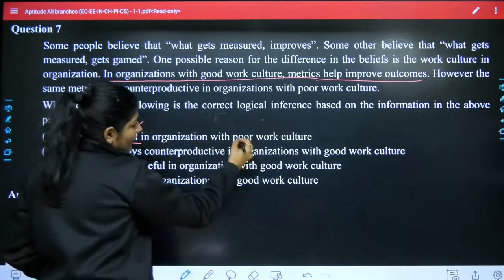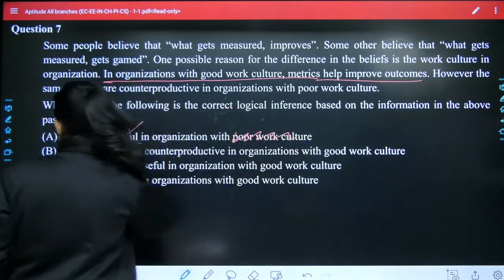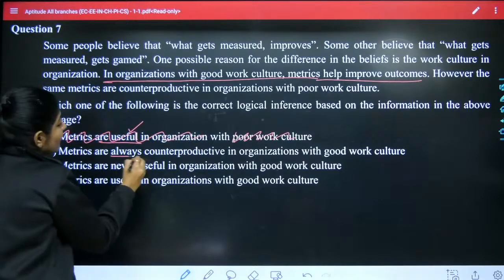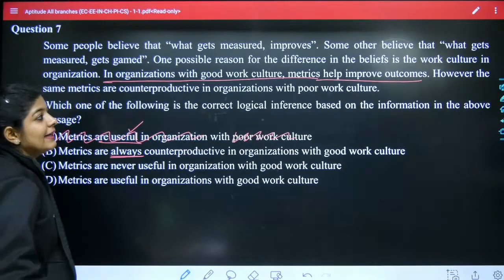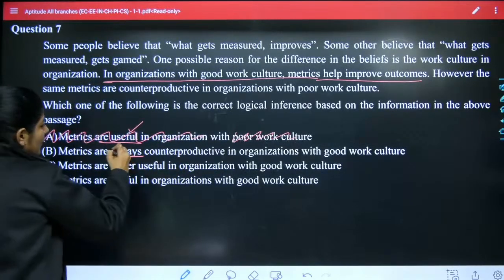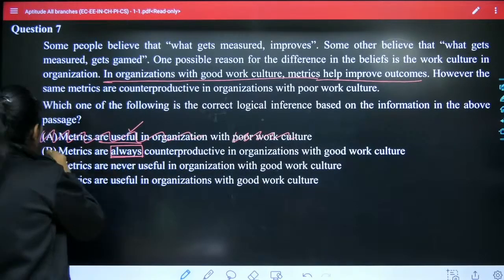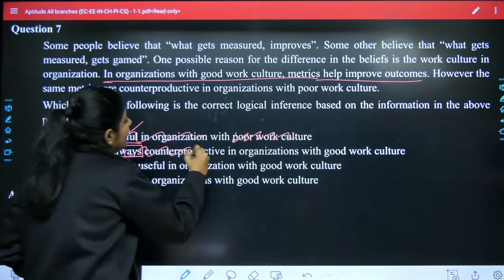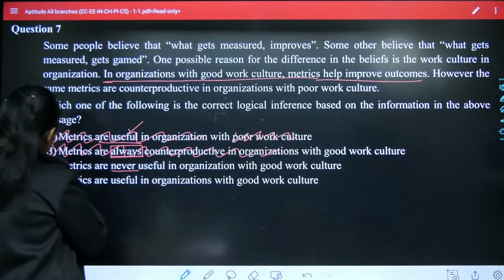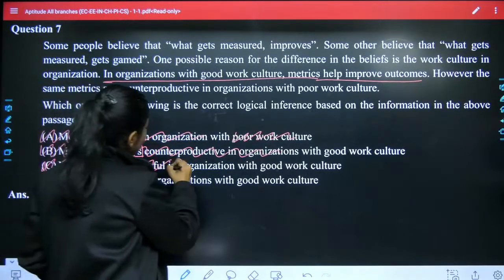In the organization with poor, no, with good. That means option number A is eliminated. Metrics are always counterproductive. No. They may be counterproductive, or sometimes counterproductive. Because of this term always, this option is also eliminated. Metrics are never useful. No, they are useful. That means option number C is also eliminated.